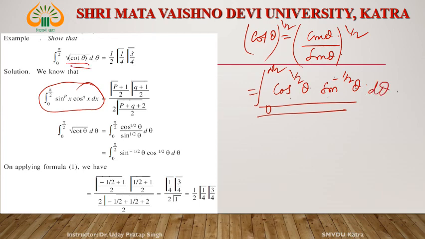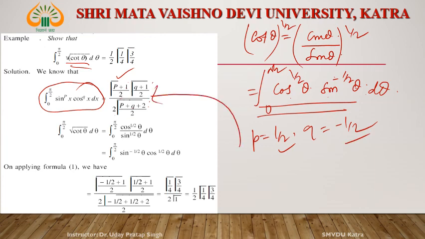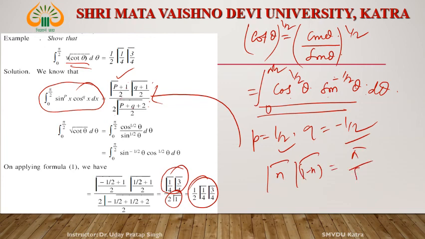So what is p? P is equal to 1 by 2. What is q? Q is equal to minus 1 by 2. So gamma of p plus 1 by 2, gamma of q plus 1 by 2, divided by 2 times gamma of p plus q plus 2 by 2. So putting p equal to 1 by 2, q equal to minus 1 by 2 here, we get this thing. Later on we will see one result, gamma of n, gamma of 1 minus n is equal to pi by sine of n pi, and we will solve it. We stop here. In the next lecture we will see some more examples related to the beta and gamma function.